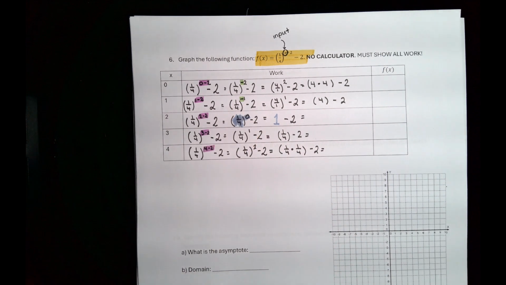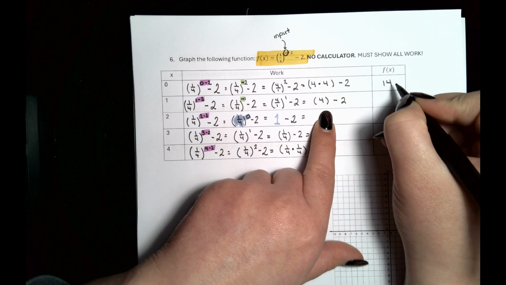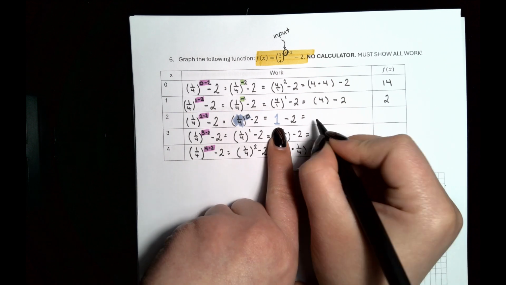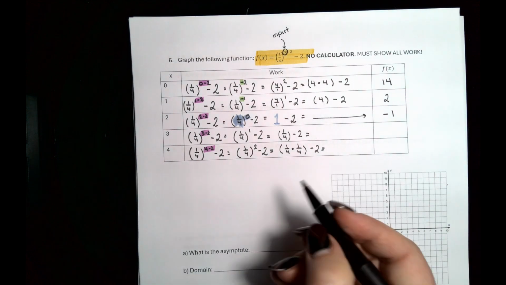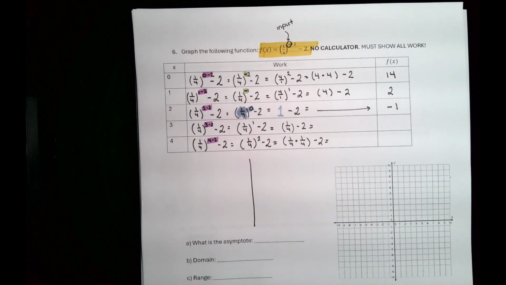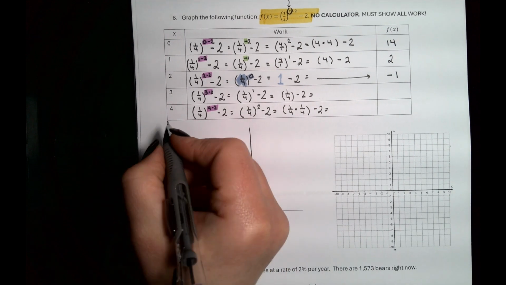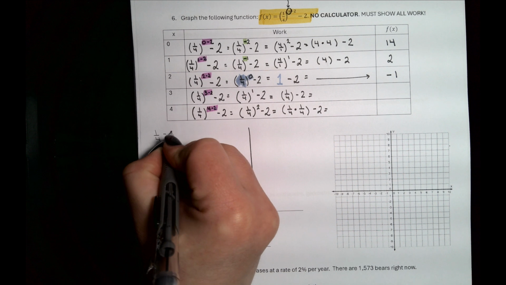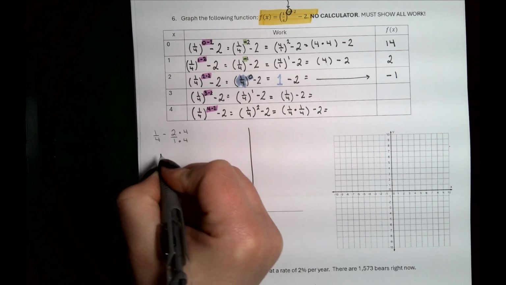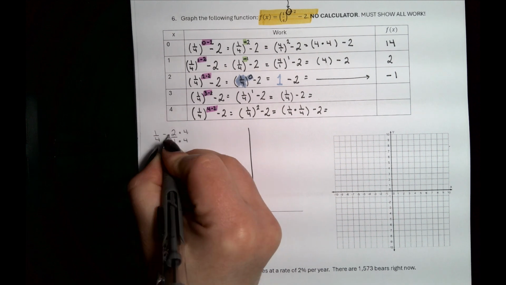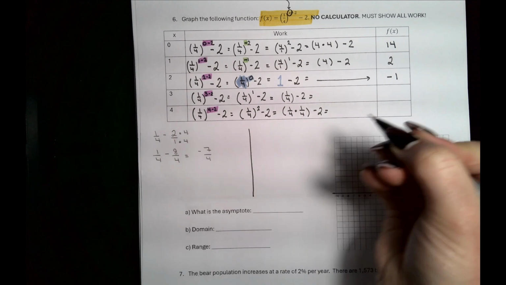And so now we start calculating. 16 minus 2 is 14. 4 minus 2 is 2. 1 minus 2 is a -1. These two you need to calculate somewhere other than here because you need to create common denominators. So I get 1/4 minus 2 over 1. I'm going to multiply top and bottom by 4 because I have a denominator of 4. 4 times 2 is 8. So I get -7/4.